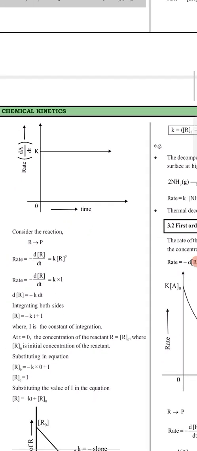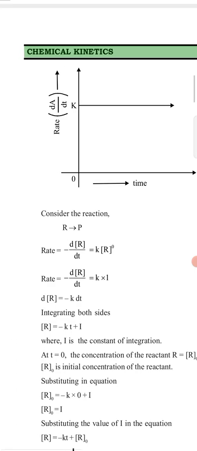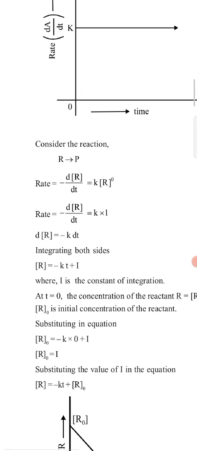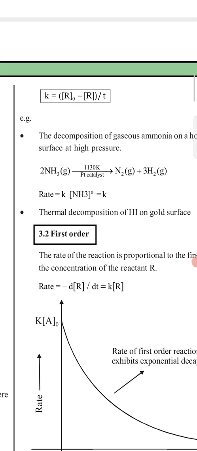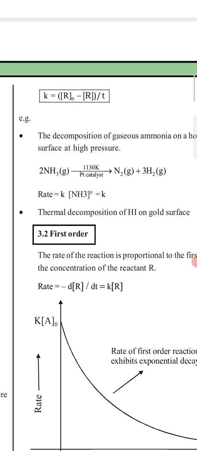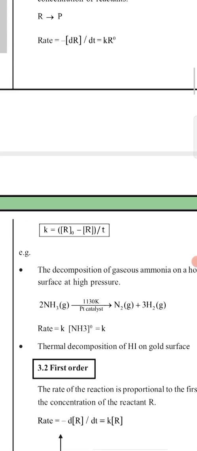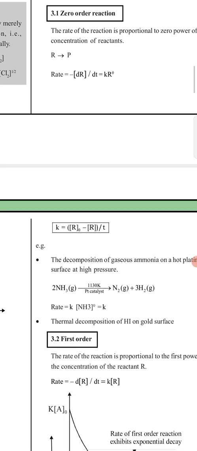Consider this reaction. The graph is given, and we will discuss that. First we have to know what the rate law of this reaction is. So first we will see the rate law of the reaction. From here it will come: k equals R0 minus R divided by t.